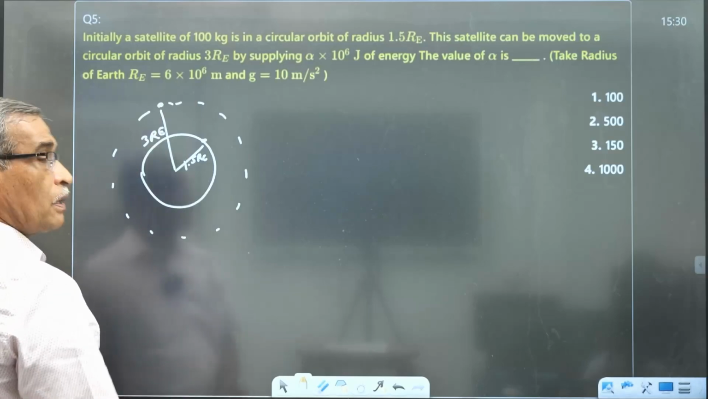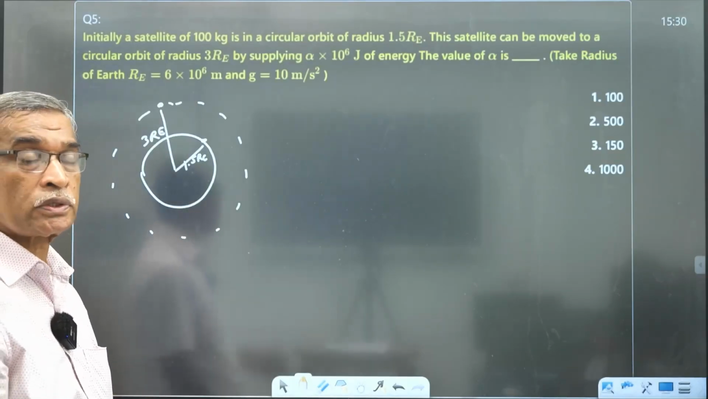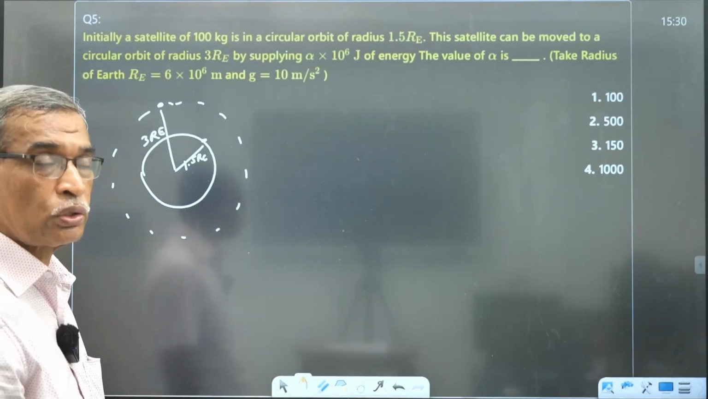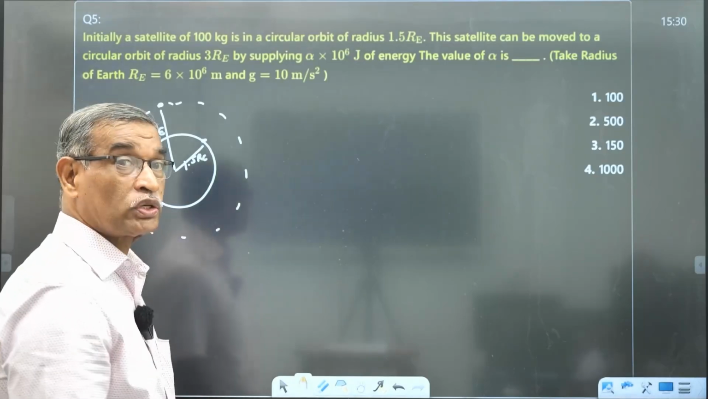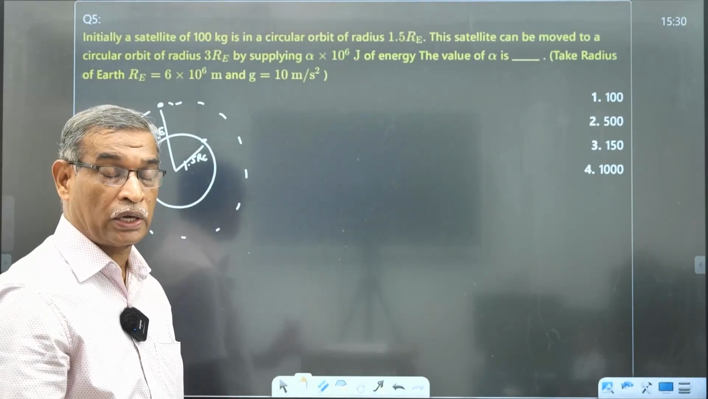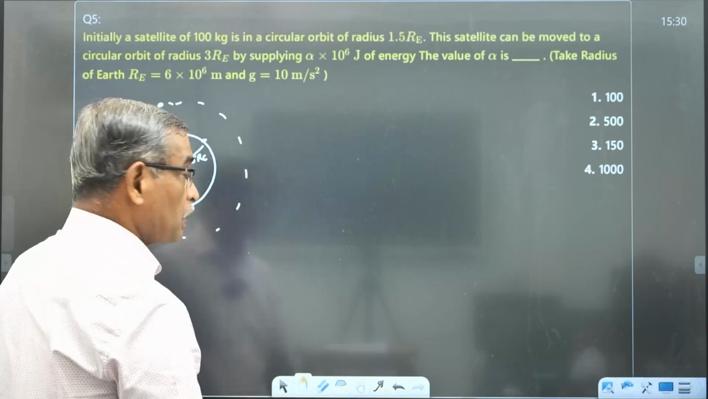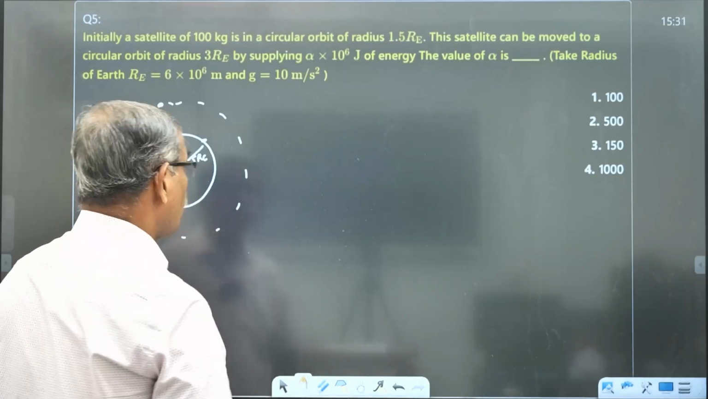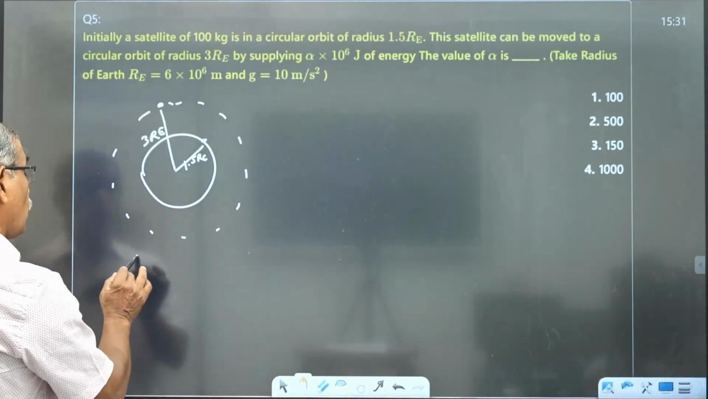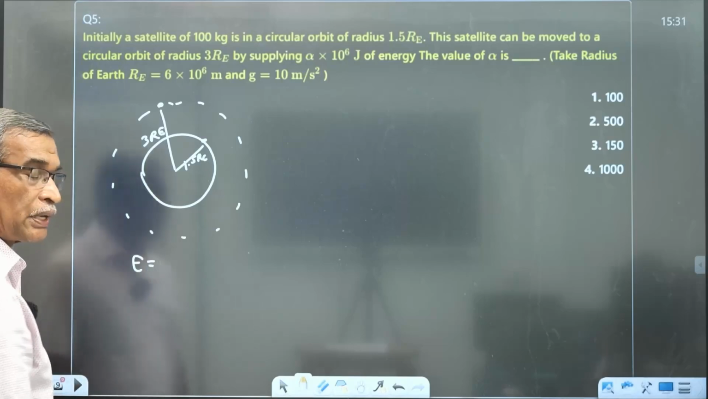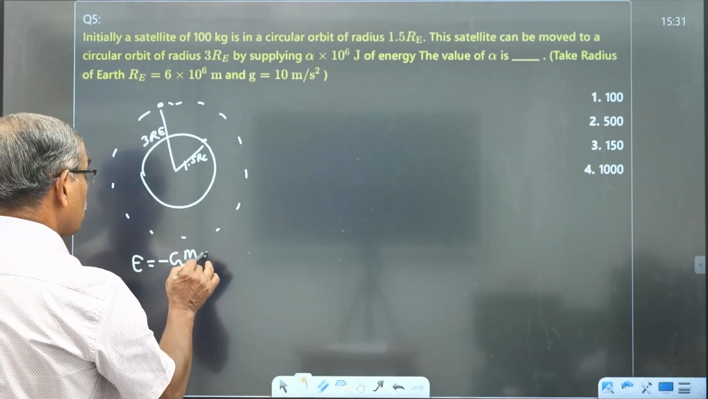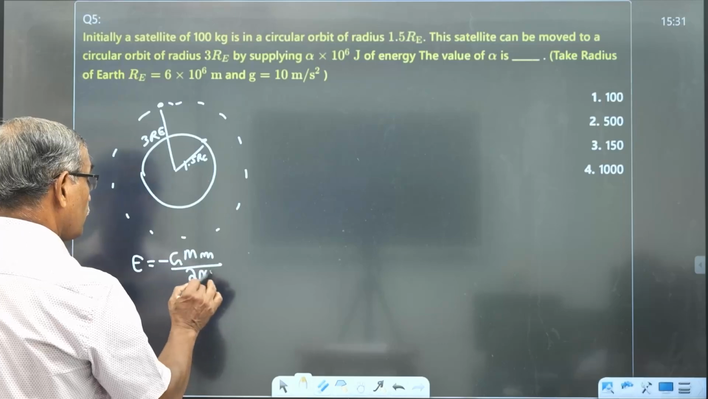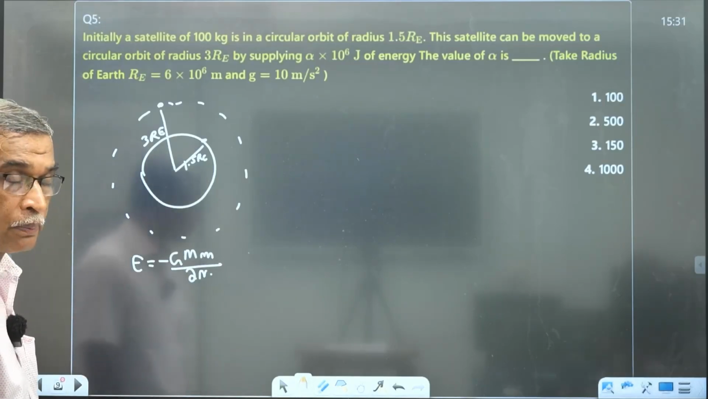Now, what is the work done? Work done is the change in energy of the satellite in these two situations. And what is the expression for the energy of a satellite in a bound state, a satellite revolving? It is definitely negative. The energy of a satellite in an orbit is given by minus G M m by 2r. That is the formula you must remember.